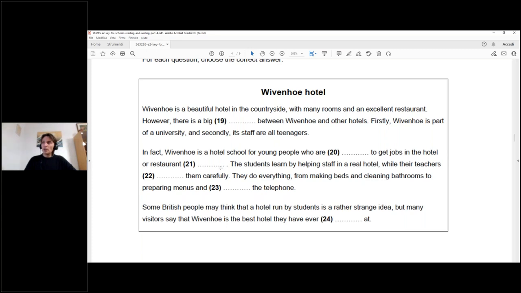What do you think? The students learn by helping staff in a real hotel. Quindi gli studenti apprendono, imparano, aiutando i dipendenti in un vero albergo, mentre i loro insegnanti teach them carefully o help. What do you think? While they teach them carefully, mentre i loro insegnanti li aiutano attentamente. They do everything, quindi fanno tutto.